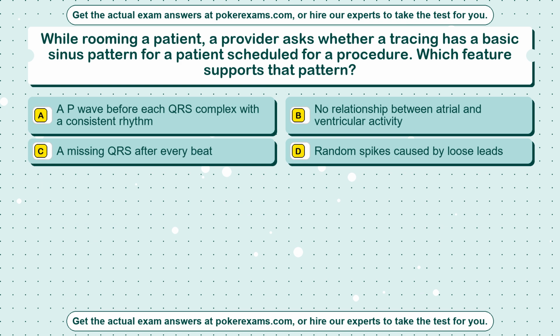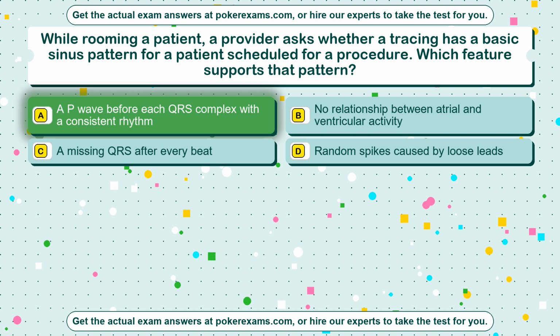Question 36. While rooming a patient, a provider asks whether a tracing has a basic sinus pattern for a patient scheduled for a procedure. Which feature supports that pattern? Option A. A P wave before each QRS complex with a consistent rhythm. Option B. No relationship between atrial and ventricular activity. Option C. A missing QRS after every beat. Option D. Random spikes caused by loose leads.